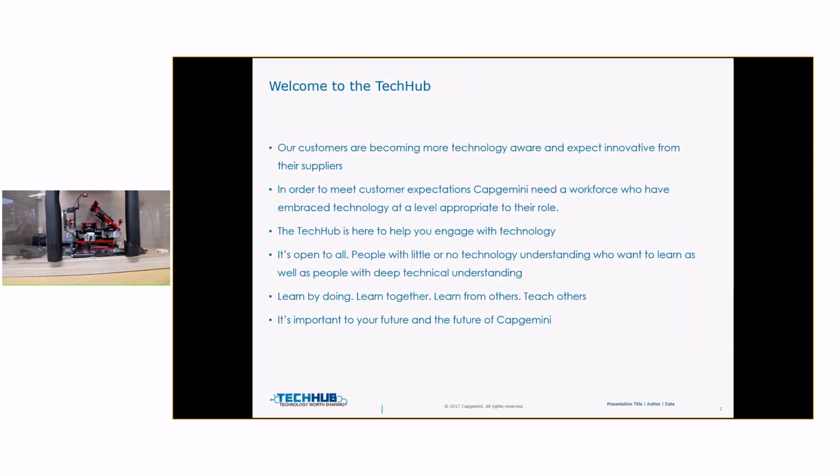Welcome to this place called the Tech Hub. Just do a bit of marketing, I suppose. The Tech Hub, this area here, we use quite often for technology-related events. You're probably aware that our customers are becoming more and more technology savvy, and their expectations are that they expect people to be innovative. So this is a space that we use for doing technology sessions for everybody, regardless of whether you're deep into technology or just want a little taster. Open to everybody. Lots of sessions go on in here, so if you're interested, most of them are on the Event Hub nowadays.